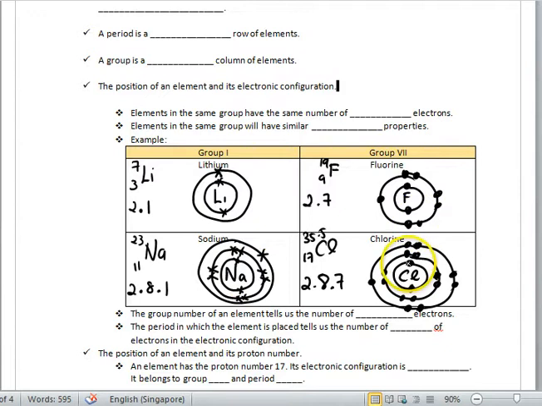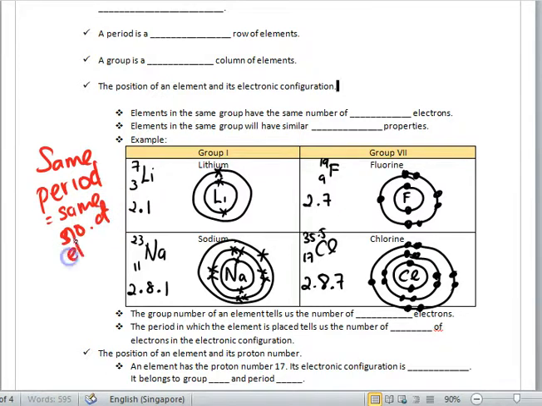What do you notice about them? If you compare in rows, lithium and fluorine are from the same period. When they are in the same period, what do you realize? How many electron shells do they have? 2. So same period equals same number of electron shells.